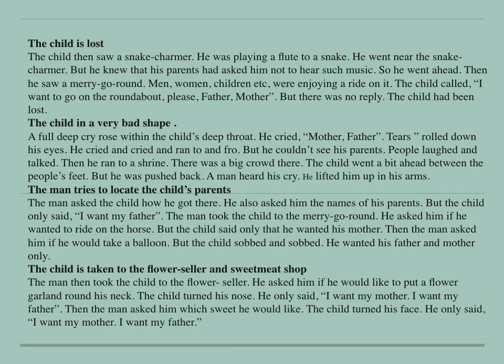Now finally the child is lost. So how did he get lost? So we'll see. The child then saw a snake charmer. He was playing a flute to a snake. He went near the snake charmer, but he knew that his parents had asked him not to listen to such music. Okay? So he went ahead. He went ahead from that snake charmer.